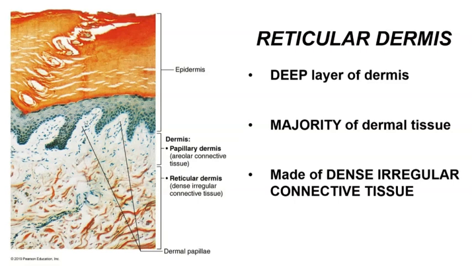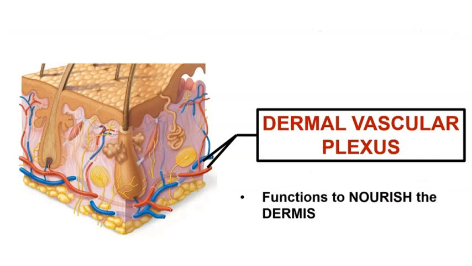Granted, I will give you that the name of the reticular dermis is a little bit confusing, since your first thought may be that it's made out of reticular connective tissue, but it is not. It is made out of dense, irregular connective tissue. There are some reticular fibers in here, but they are not the vast majority of the reticular dermal tissue.